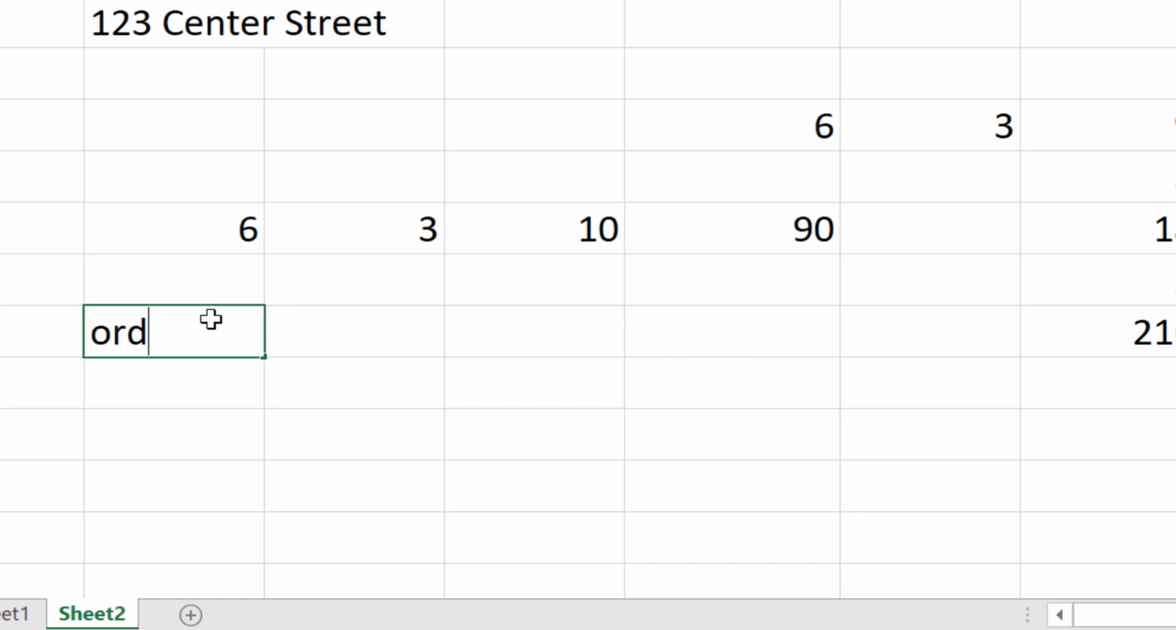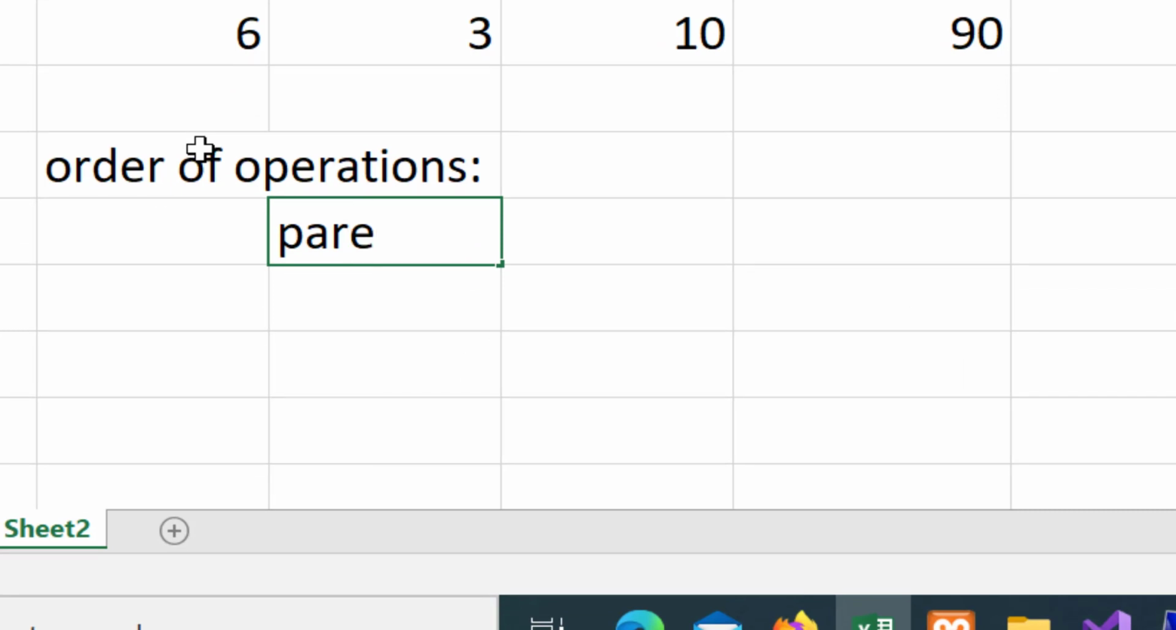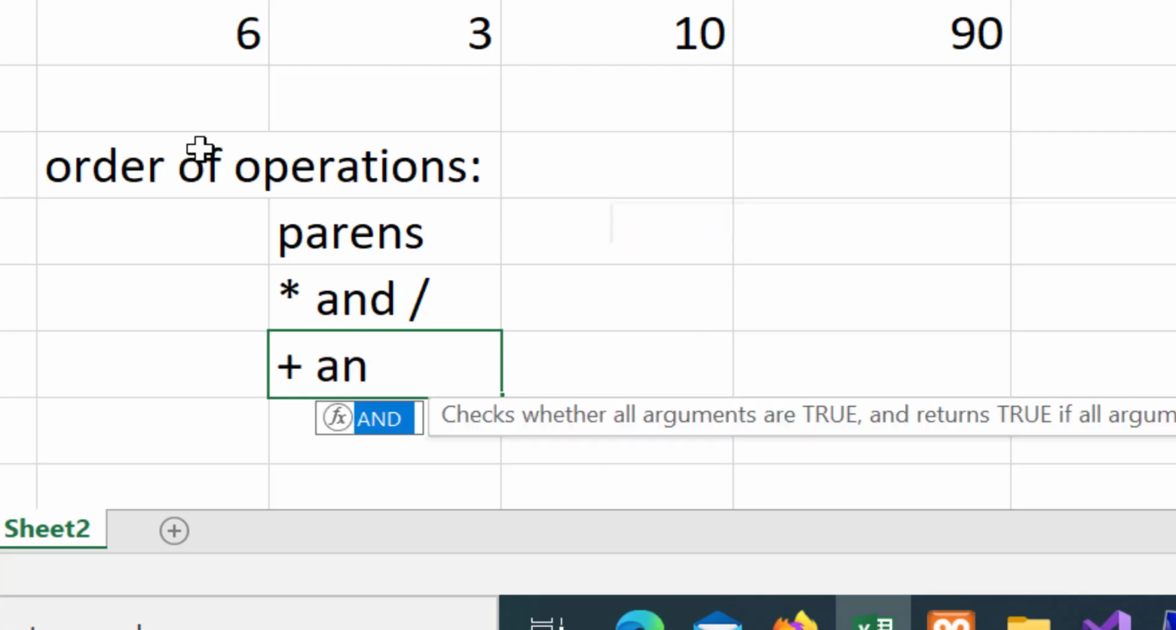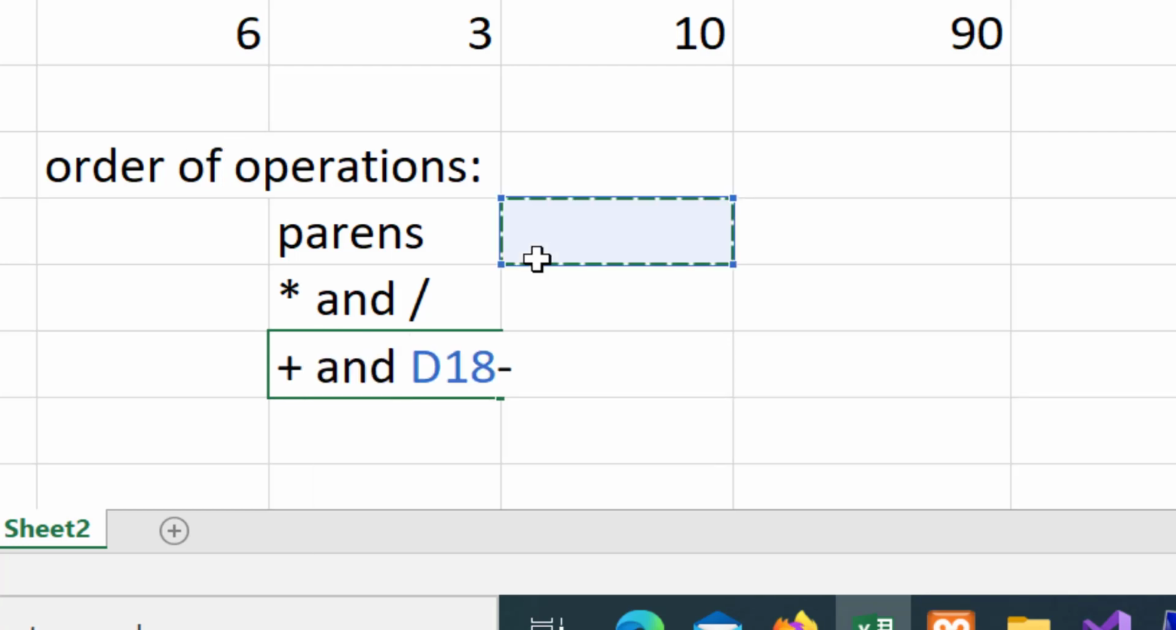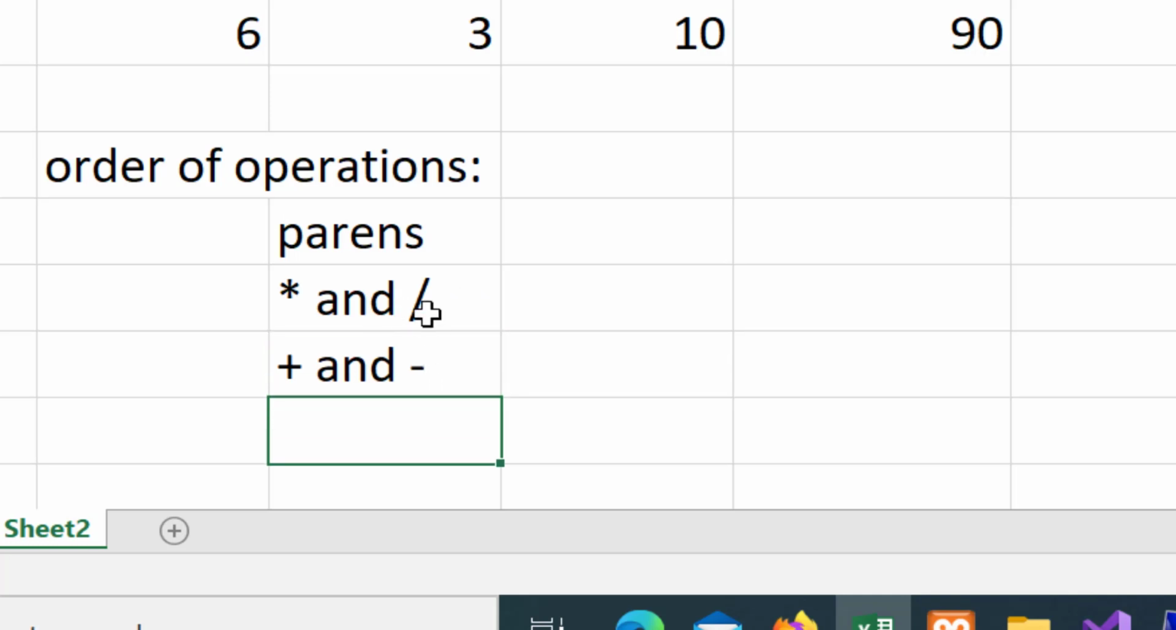The order of operations is this. First of all is parentheses. Then you have multiplication and division, and then you have addition and subtraction. If you have multiple operations of the same level in your formula, then it will do that level from left to right.